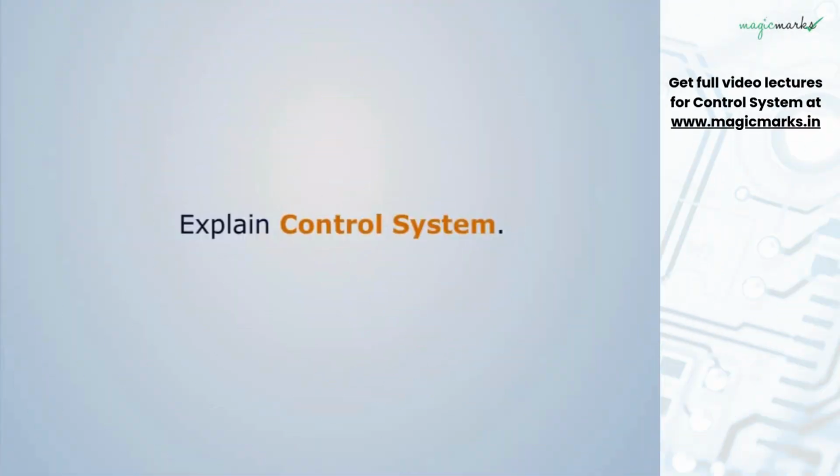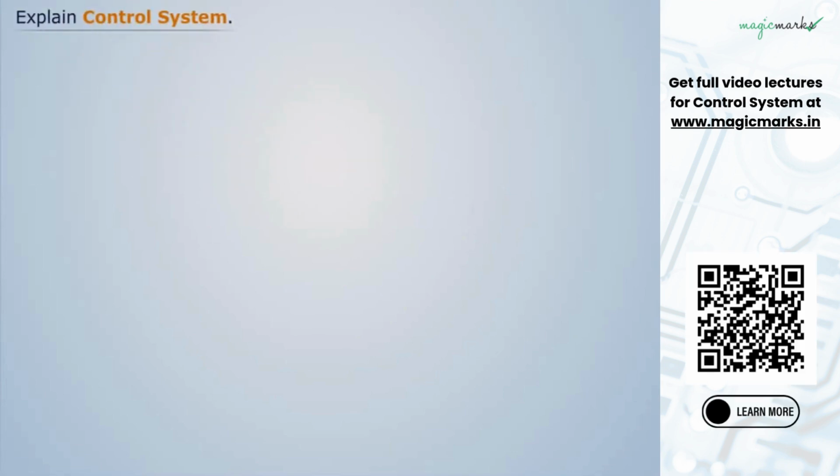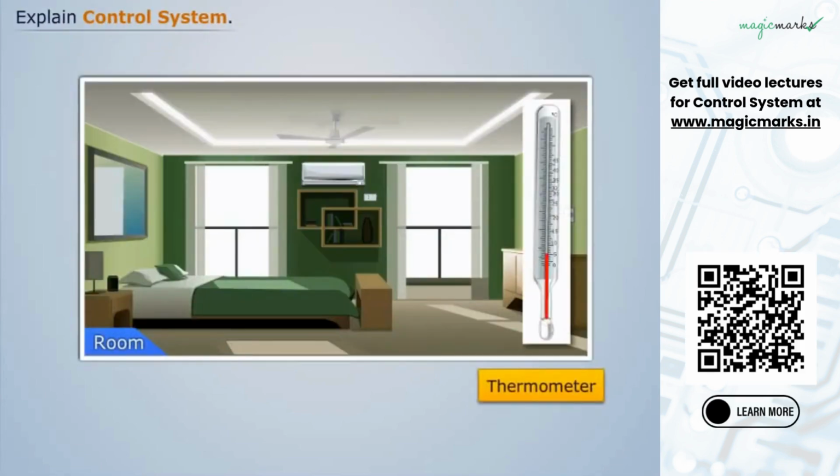Explain control system. Consider a room. Let the temperature of the room be 32 degrees centigrade.